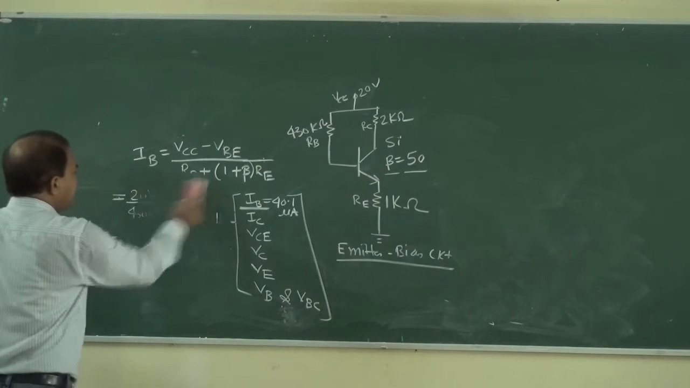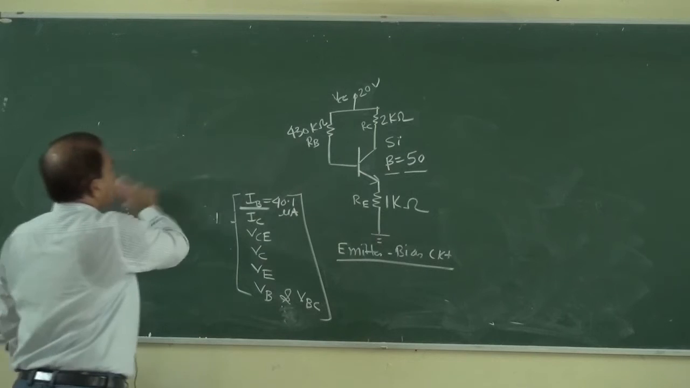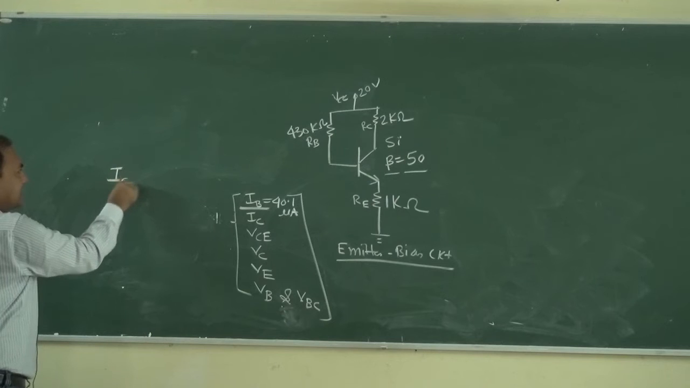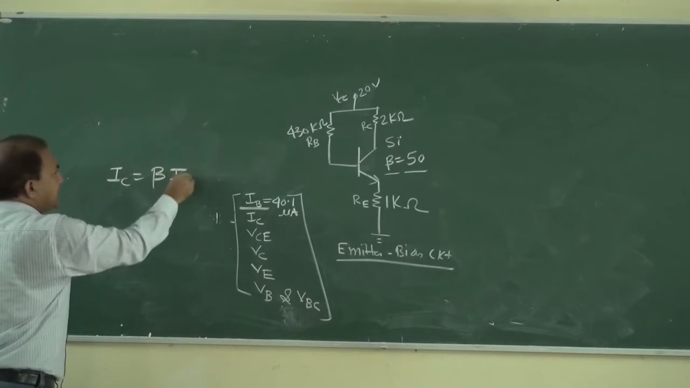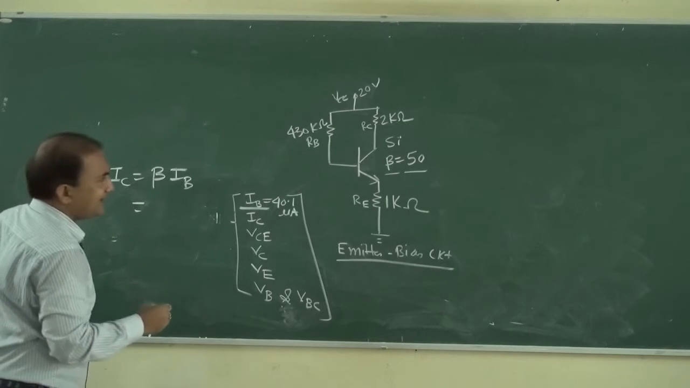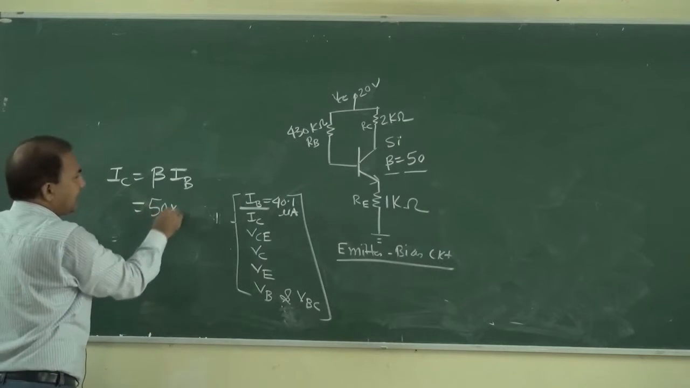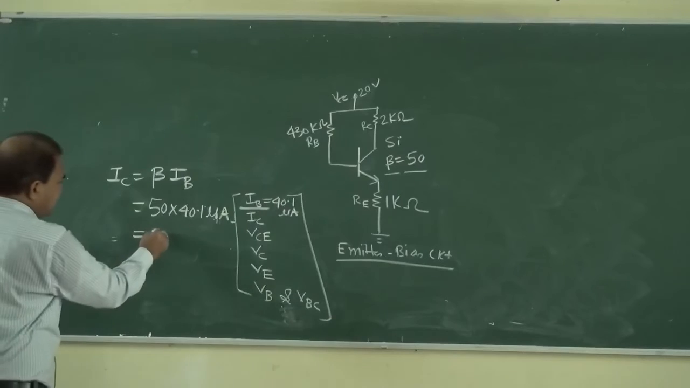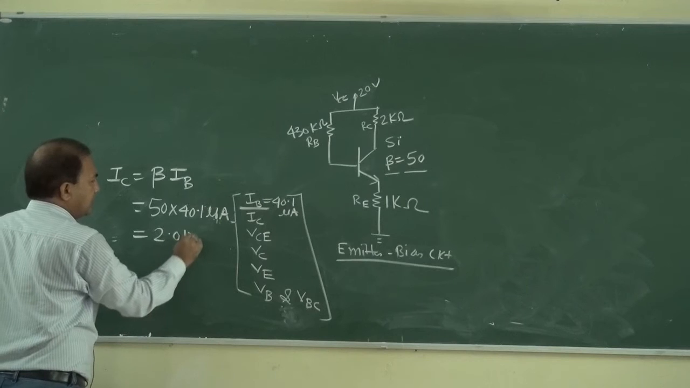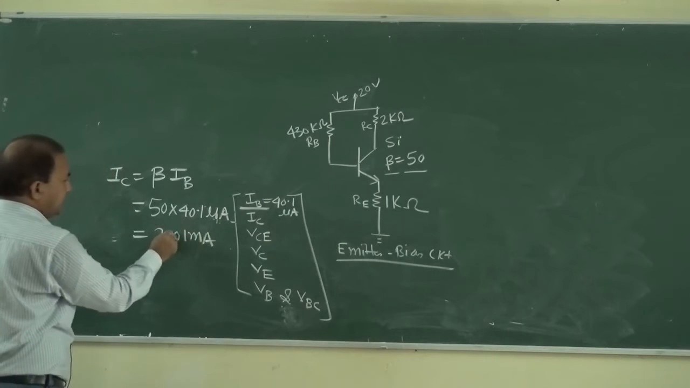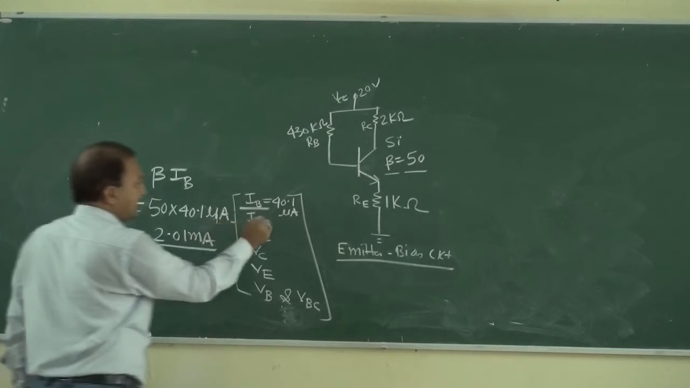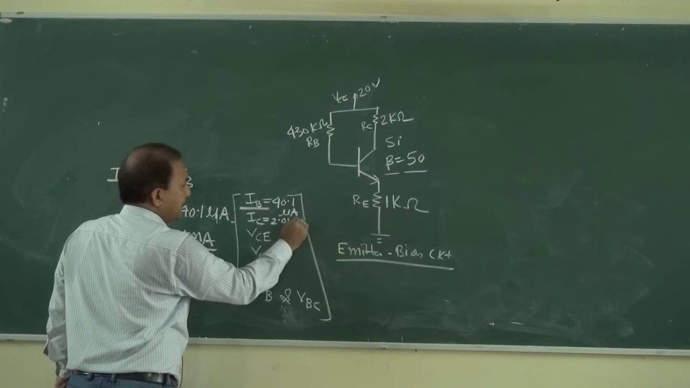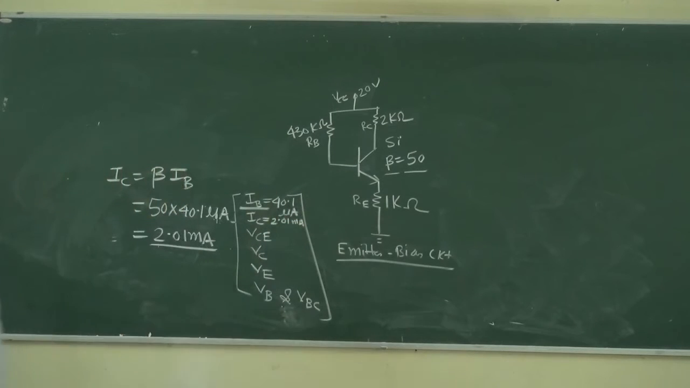Then we have to determine IC. How can we determine IC? Once we have determined IB, we can determine IC like this. IC is equal to beta times IB. Beta is given as 50 and IB is 40.1 microampere. So it is 2.01 milliampere. So we can write here IC is equal to 2.01 milliampere.